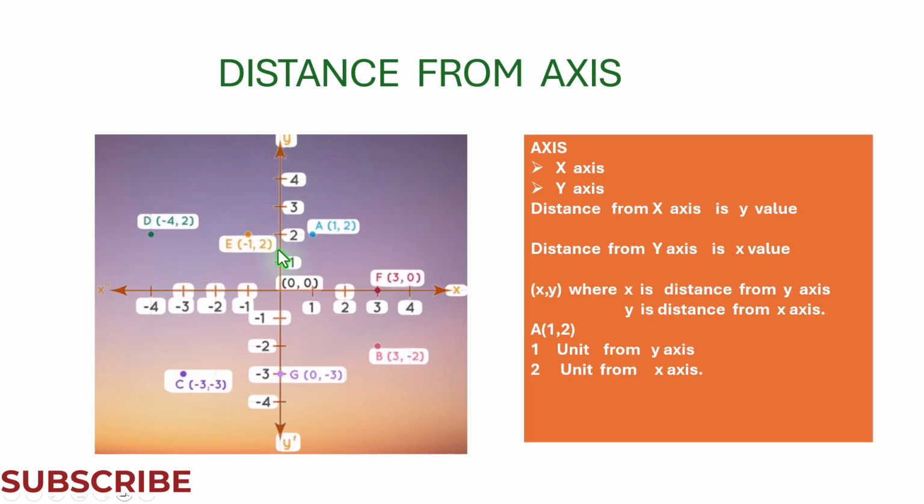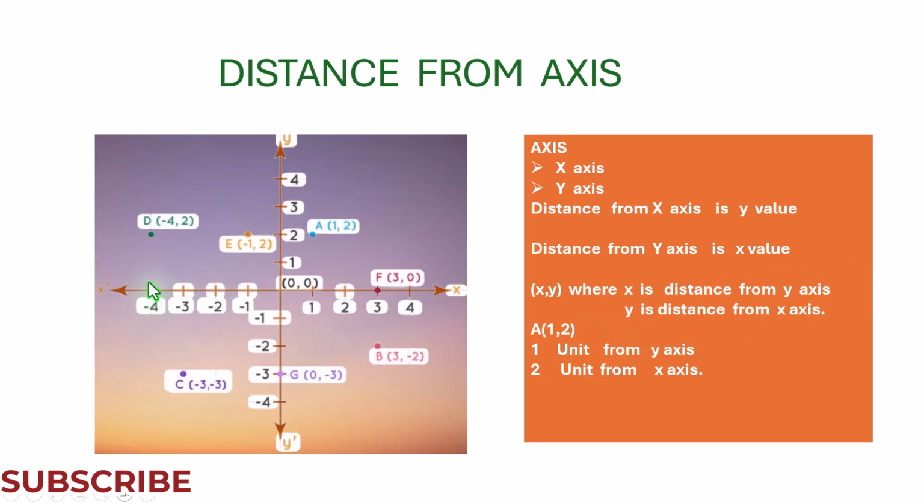This is a coordinate plane, x-axis and y-axis. Vertical axis is y-axis. Horizontal axis is x-axis. So axis means x-axis and y-axis. Distance from x-axis is y value. Distance from y-axis is x value. In ordered pair (x, y), x is distance from y-axis, y is distance from x-axis.